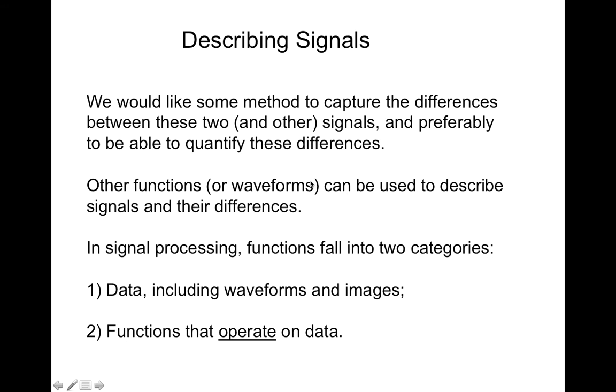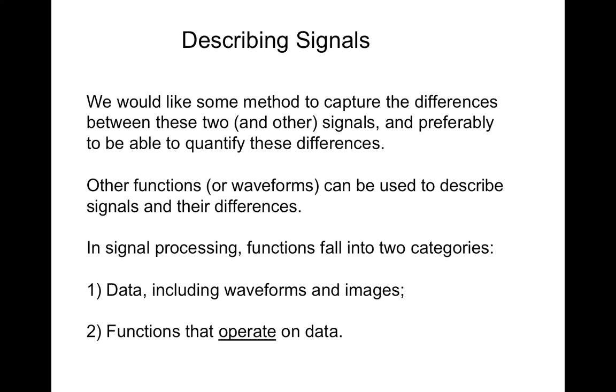One of the ways is to look at how to describe signals through data transforms and other ways of looking at signals. So, for example, we'd like some other method that would capture the differences between these two and other signals, and preferably be able to quantify what these differences are. And one way to do that is to use other functions or waveforms that can be used to describe signals and their differences.